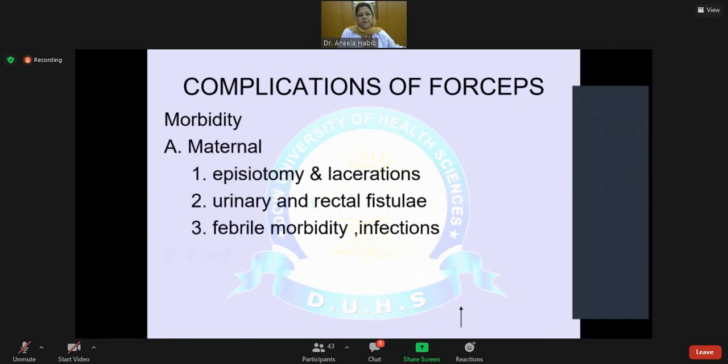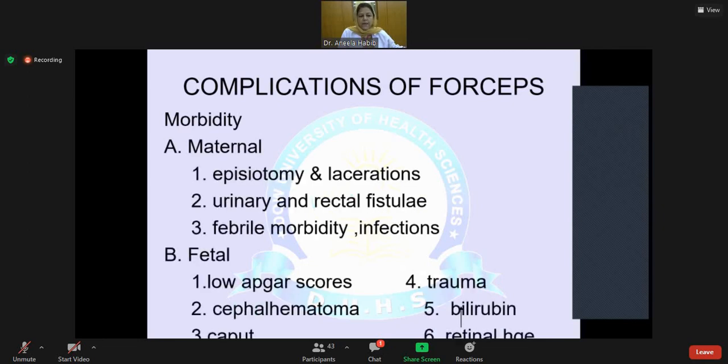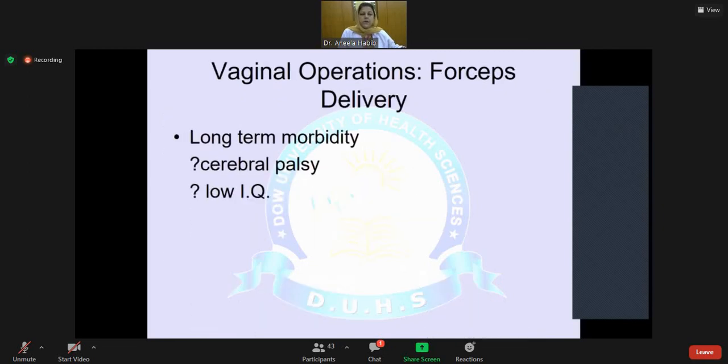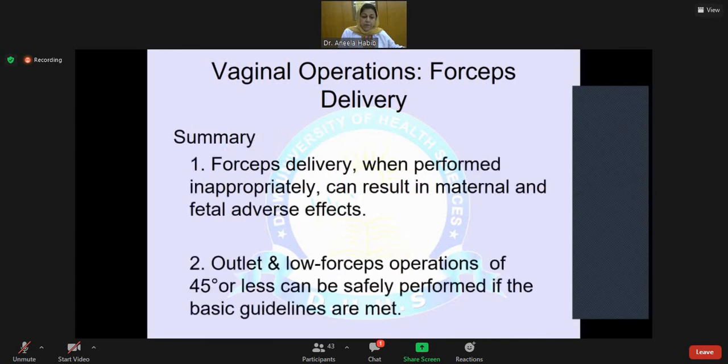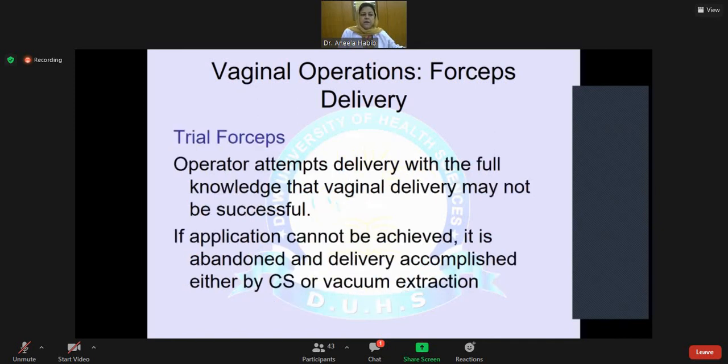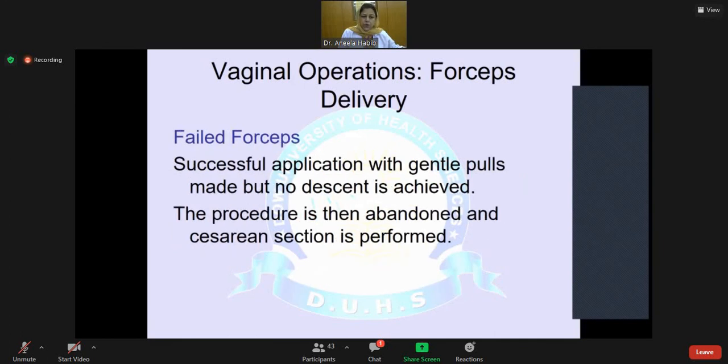And sometimes that may cause complications in the mother and the baby. You need to know the complications, so you may be able to anticipate and deal with that also. This is the summary of the forceps delivery, and trial of the forceps should not be done more than 3 times. Traction should not be given more than 3 times if the head is not coming down. This is called a failed forceps. You need to do a cesarean section.